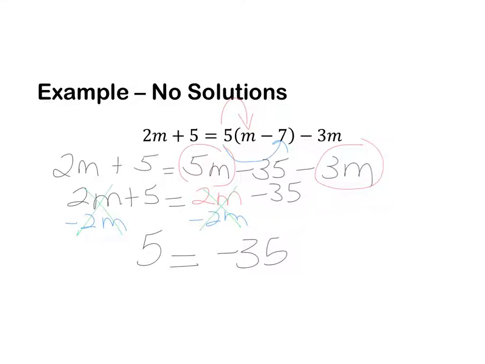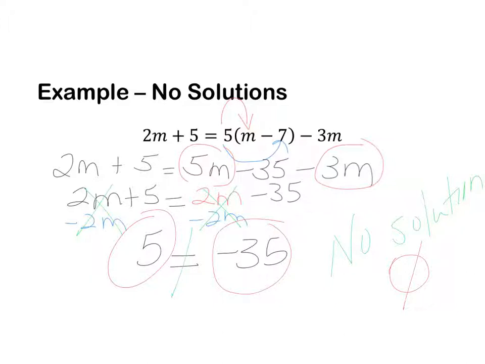Alright, turn the video back on and see if what happened to me happened to you, if you got the same result. What I got was 5 on one side of the equal sign, and negative 35 on the other. Well, obviously, 5 is not equal to negative 35. This is a type of problem that you may see if all of your variables cancel out and you're left with two numbers, one on each side of the equal sign. If they are different numbers, you get no solution. Your answer is no solution, or you can use the null set, which means no solution.